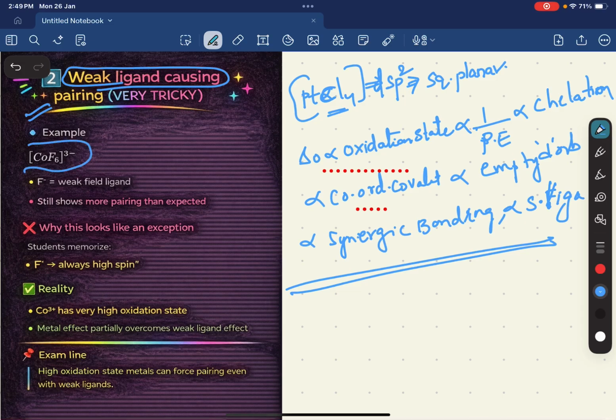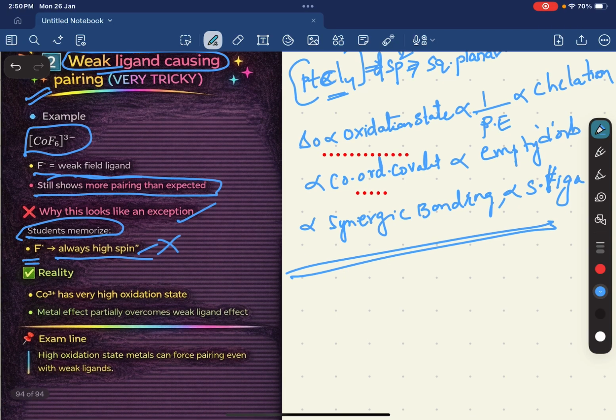So you can see the example CoF6: F minus is a weak field ligand, still it shows more pairing than expected. Why does this look like an exception? Students generally think that F minus is a weak field ligand, so it supports high spin, which is wrong. The reality is Co plus 3 has a very high oxidation state. The metal effect partially overcomes the weak field effect. So the important thing is, the higher the oxidation state of the metal, the more the CFSE value, even with a weak field ligand. It means high spin is not possible even with a weak field ligand when the charge of the metal is higher. Okay students, so this is what the overall exceptions are.